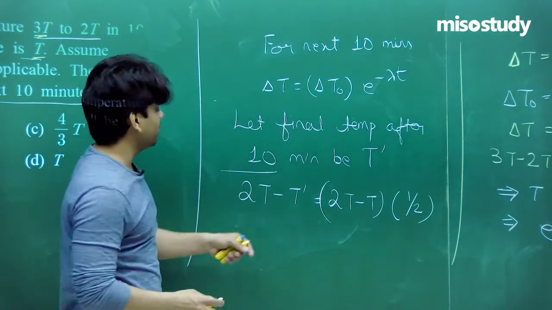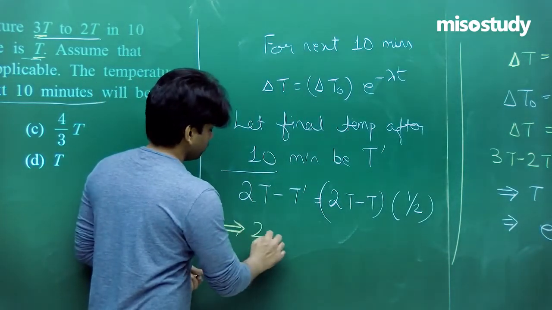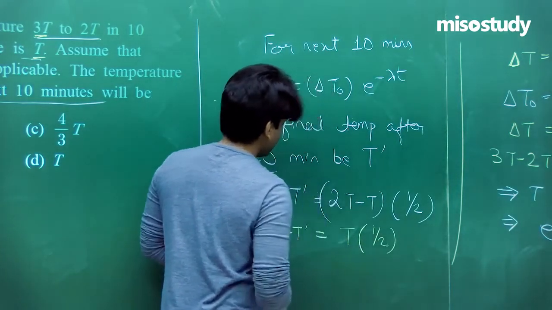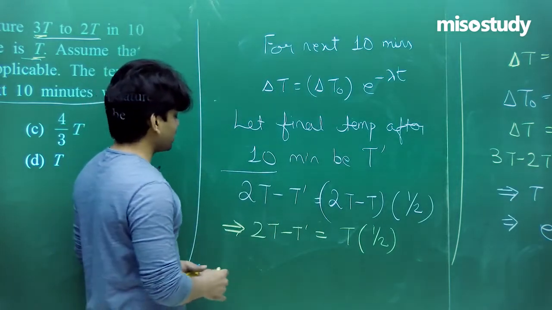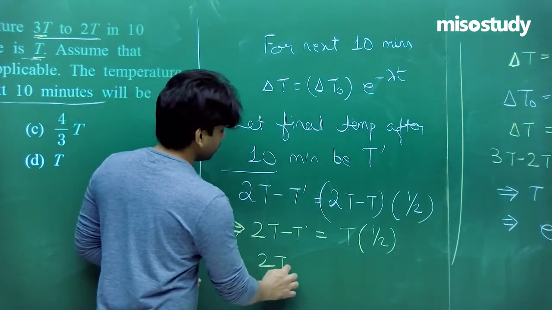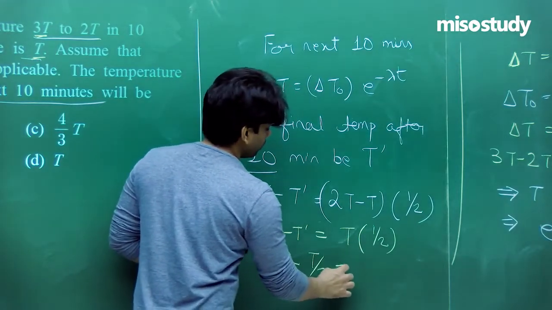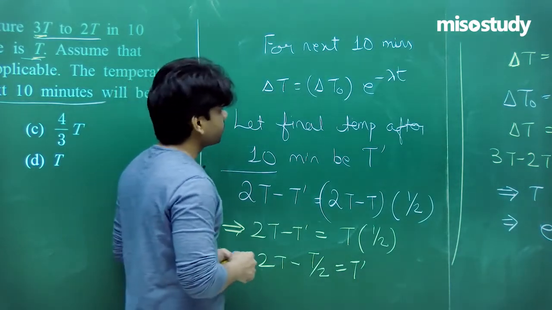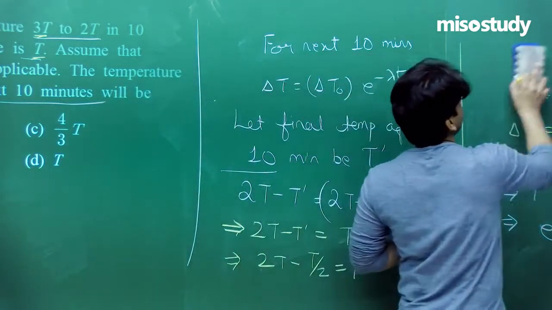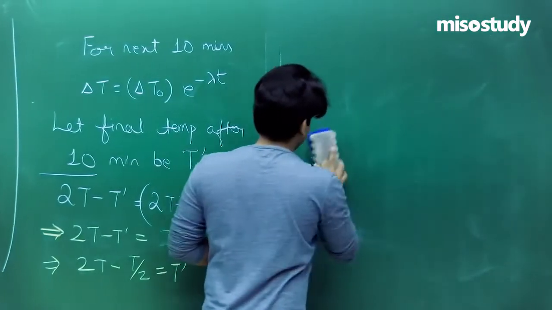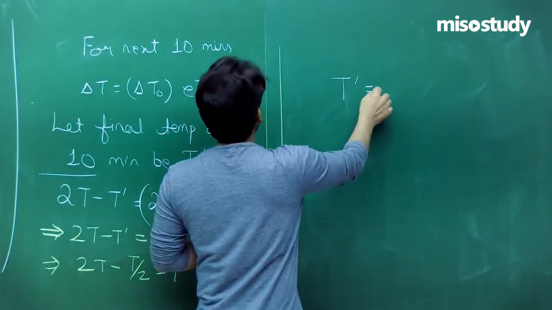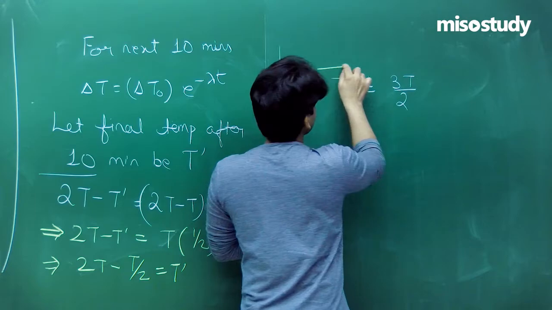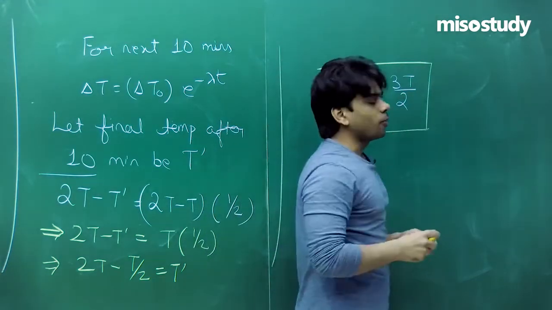Now this value 2T minus T dash will be equal to 2T minus T, that is T, into 1 by 2. Clearly from here you can get the value of T dash, that will come out to be 2T minus T by 2, equal to T dash. Hence T dash will come out to be 3 by 2 T. So let me write down here the value of T dash: 2T minus T by 2, that is 3 by 2 T.